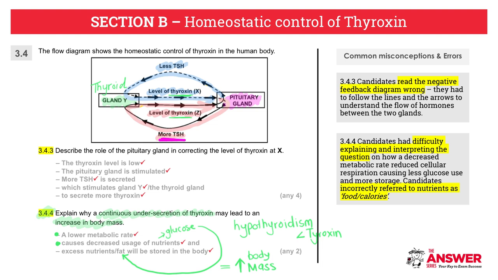The candidates had difficulty explaining and interpreting the question on how a decreased metabolic rate reduced cellular respiration, causing less glucose to be used and more of it to be stored as fat. They incorrectly referred to nutrients as food or calories.